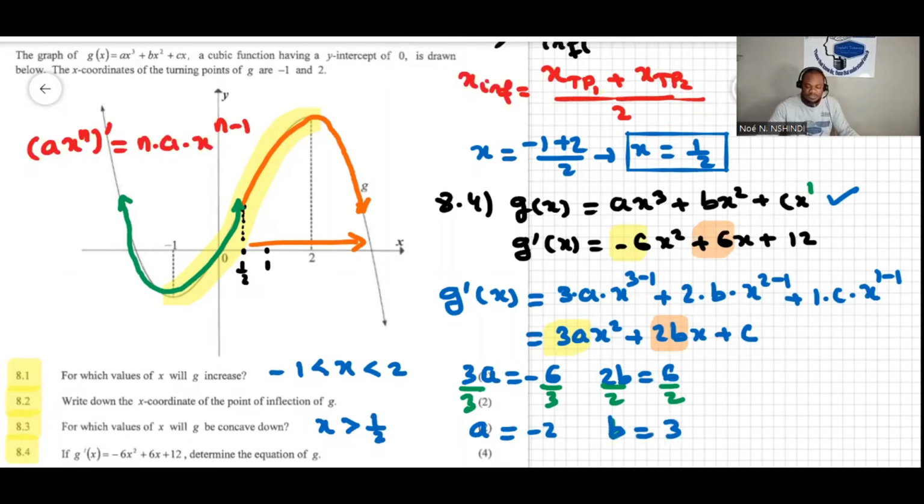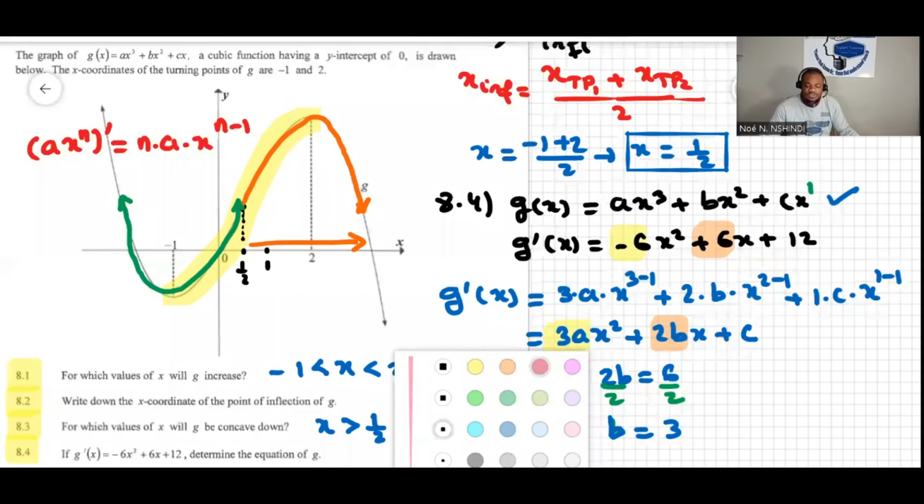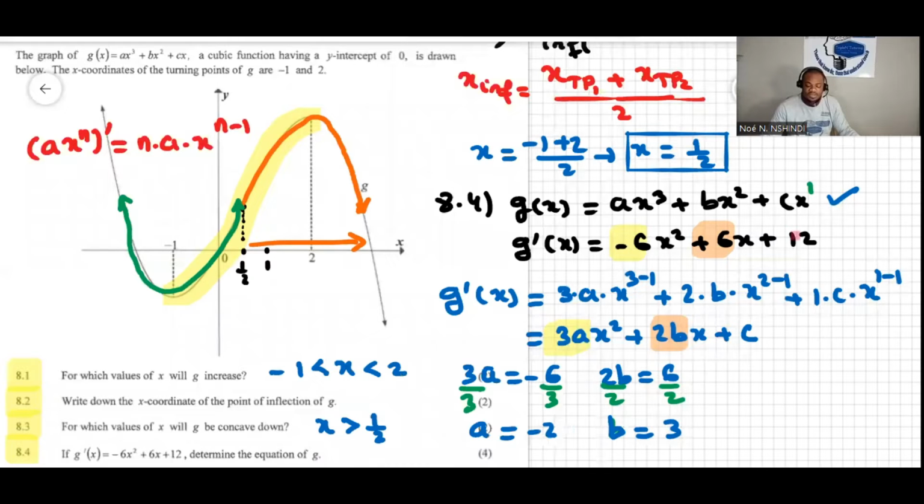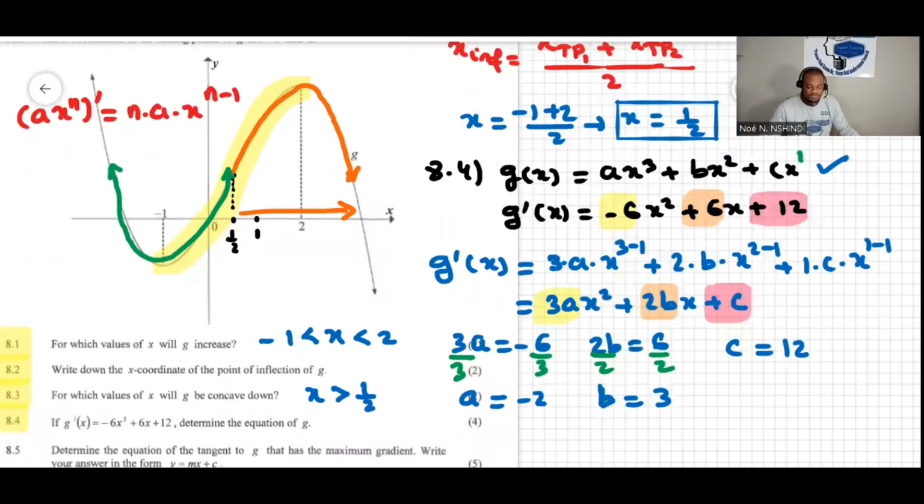And also, the 12 over here will be the same as a positive c, so we will do c equals 12. Now that we have all the coefficients, negative 2, 3, and 12, we can write our function g of x. So therefore we can say g of x will be equal to negative 2x cubed plus 3x squared plus 12. So that's g of x.